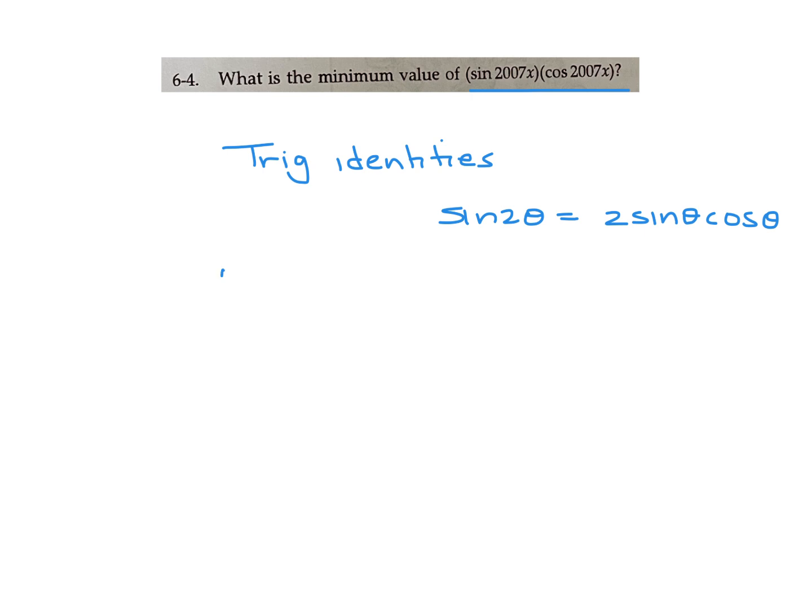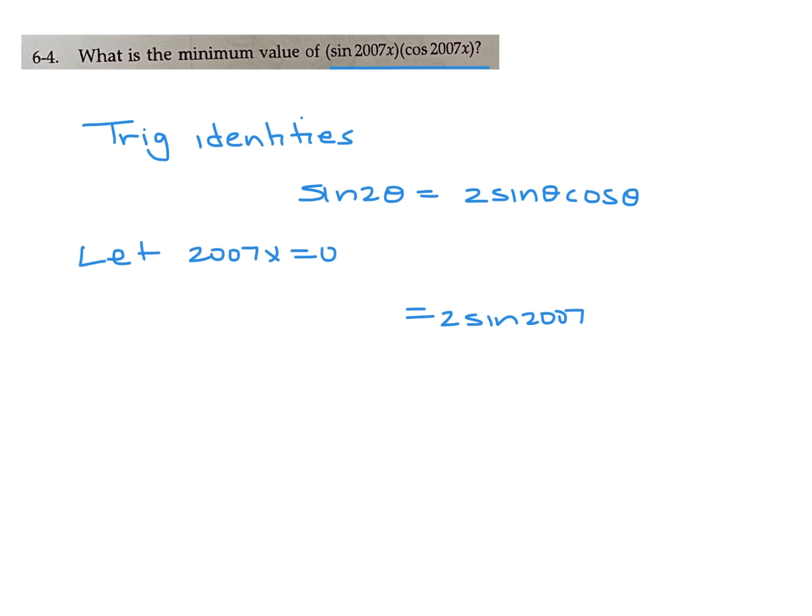So in this case, what we'll do is we'll let 2007x equal theta. So that means this would be 2 sine 2007x times the cos of 2007x, I forgot the x, and then that would be sine of 2 times theta, which in this case would be 4014x.